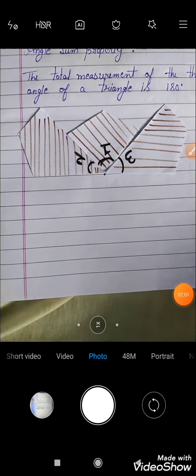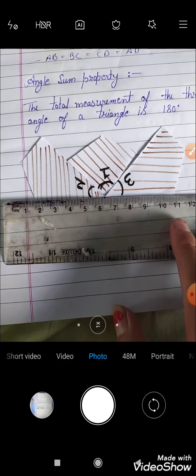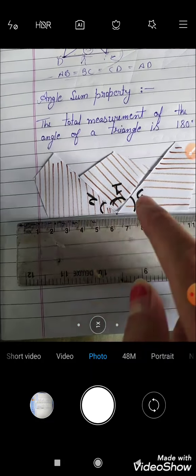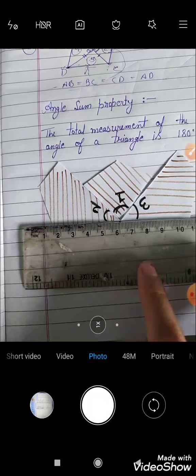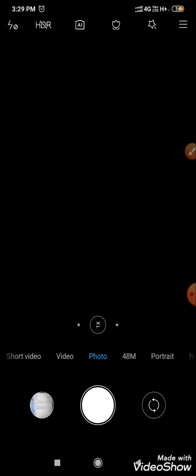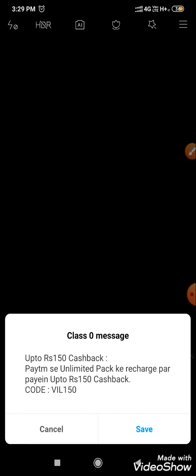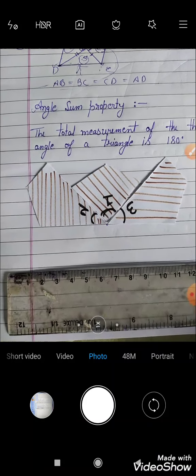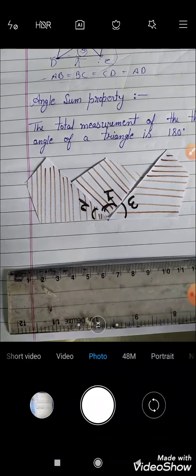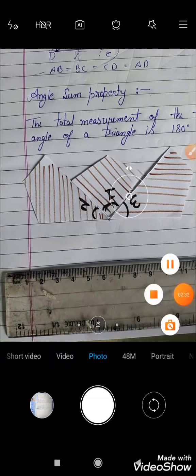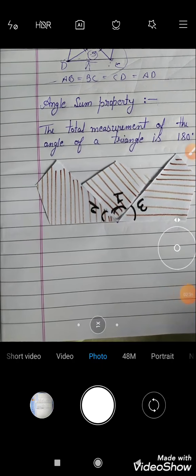Now what you observe here is that these 3 angles altogether make a straight line. It means the sum of angle 1, angle 2 and angle 3 is 180 degree. In this way we can verify that angle 1, angle 2 and angle 3 make a straight line, so the sum of the interior angles of a triangle is 180 degree.